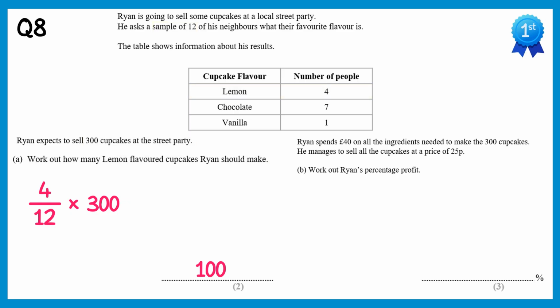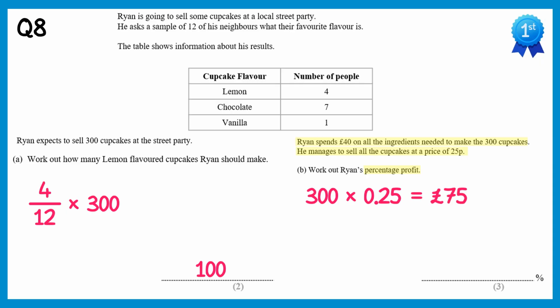In the second part of the question, we're told that Ryan is going to spend £40 on all of the ingredients needed to make these cupcakes. He's also going to sell them at a price of 25p each, and we need to work out his percentage profit. So first of all, let's work out how much he sells all of these cakes for. Well, if there are 300 of them and they're 25p each, we can just do 300 times 25p, which is £75.